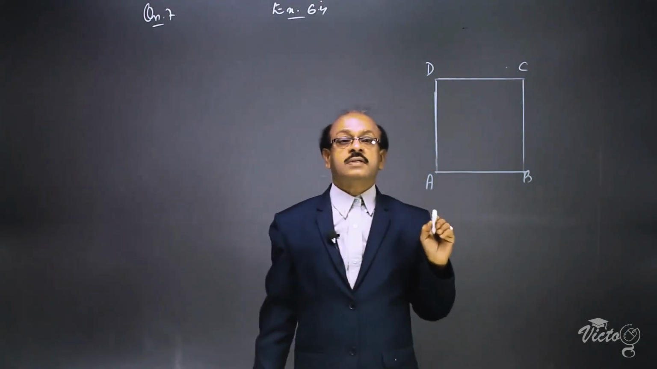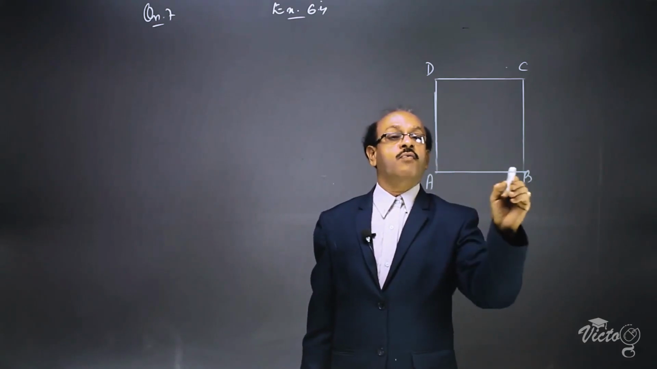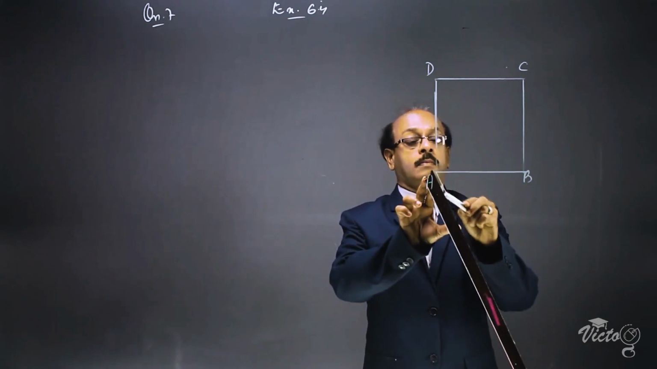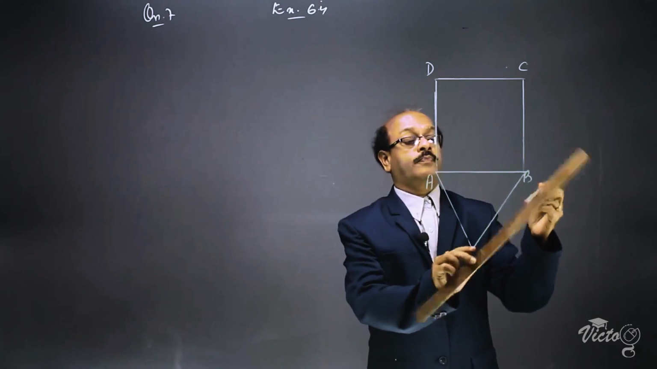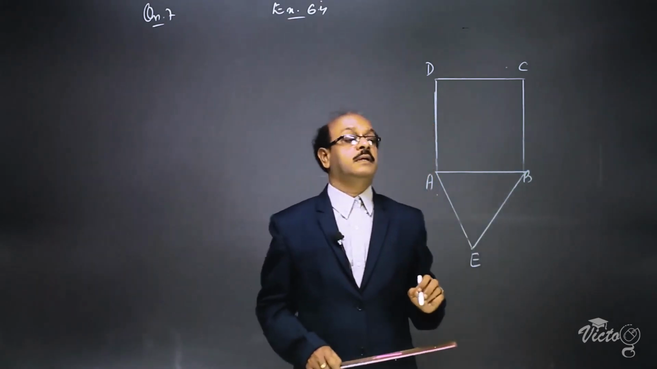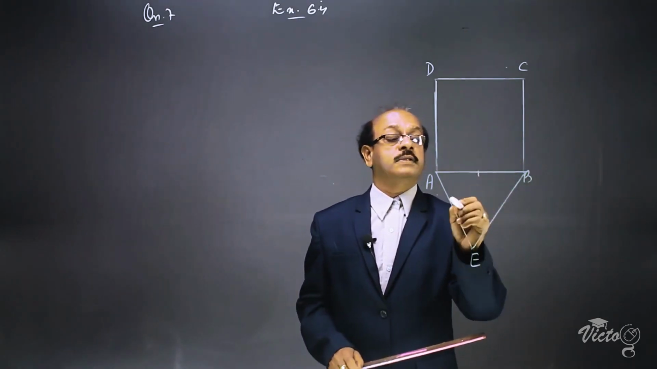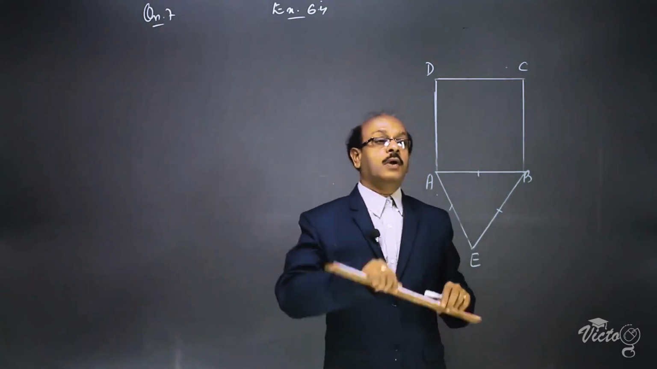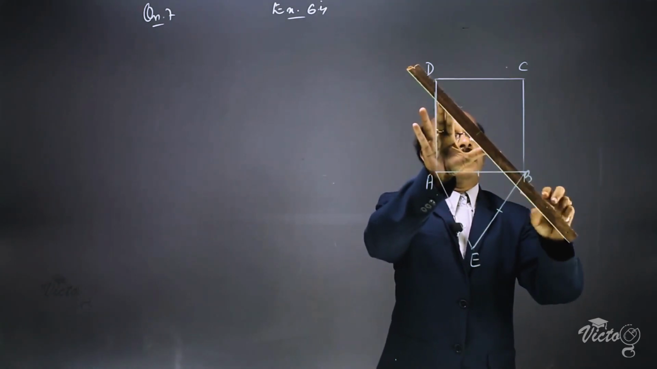Now we have to construct an equilateral triangle whose one side is equal to the length of one side of the square. Triangle ABE is an equilateral triangle whose sides are equal to the length of one side of the square. Now we have to draw one diagonal. BD is a diagonal.